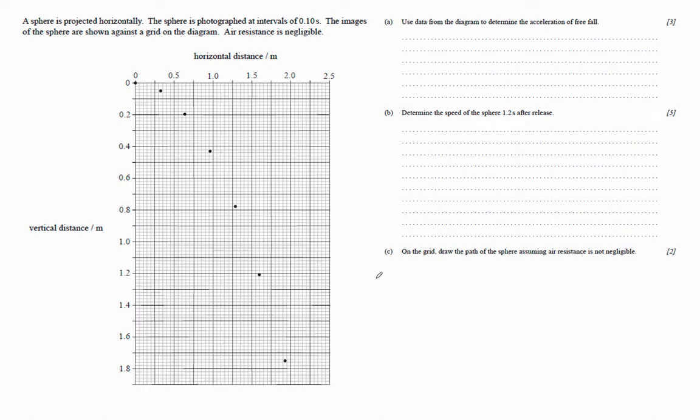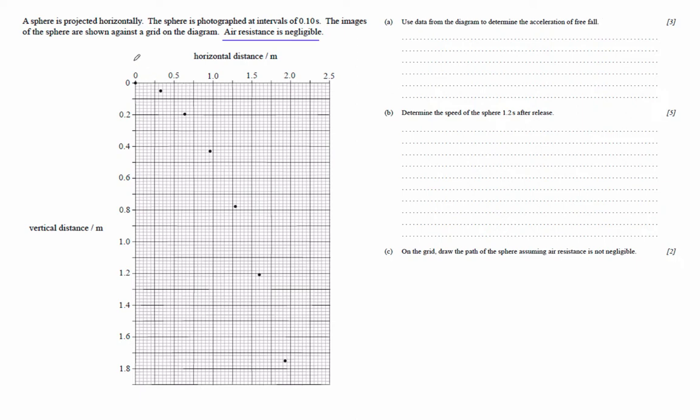All right, a sphere is projected horizontally. The sphere is photographed at intervals of 0.10 seconds. The images of the sphere are shown against a grid on the diagram. Air resistance is negligible. Okay, so use data from the diagram to determine the acceleration of free fall, right?